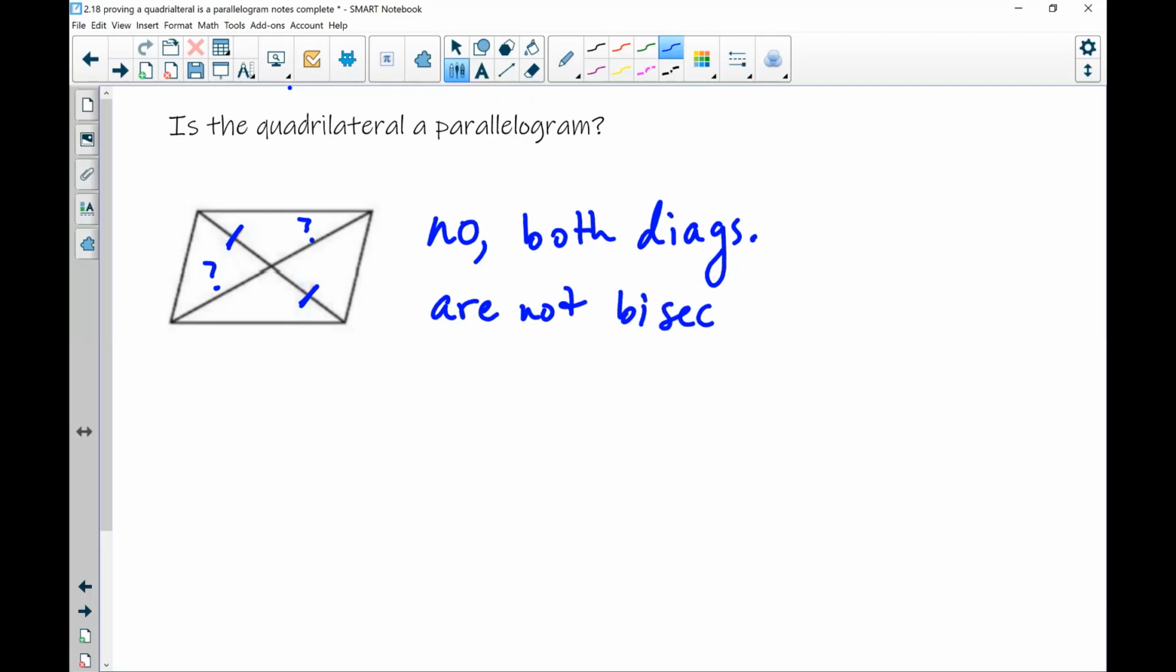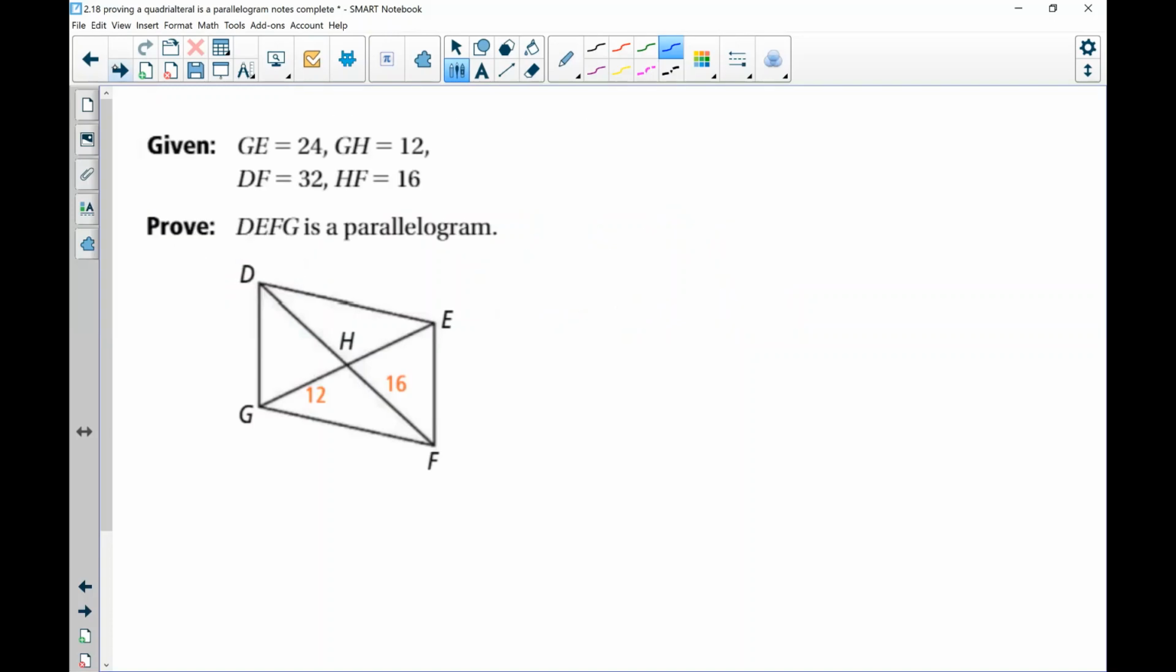On your assignments, you're having to give reasons. So make sure you are taking the ways that you can prove that something is a parallelogram. And if it's not, you have to give a description as to why. So for this one, it's no, because both of our diagonals are not being bisected. Or you could say only one diagonal is bisected, not both, something to that effect.